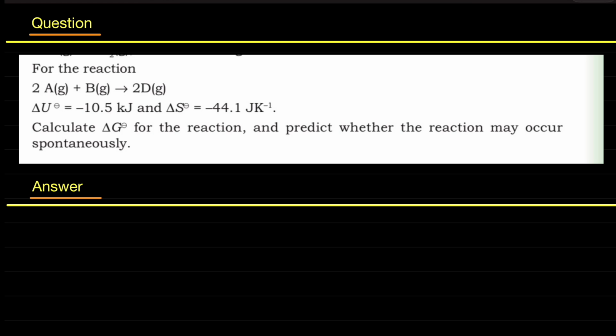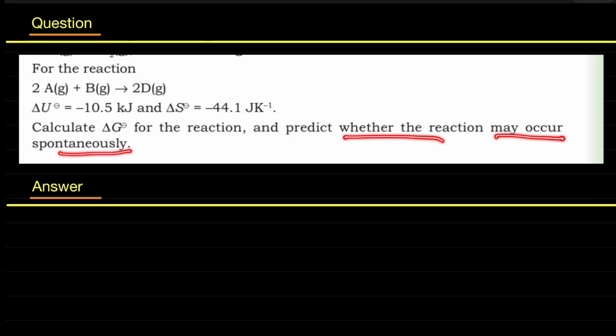This question is from Chemistry, chapter Thermodynamics. In this question, one reaction is given: 2A in the gaseous state reacts with B in the gaseous state to form 2D in the gaseous state. The standard change in the internal energy is given as minus 10.5 kilojoule, and the standard entropy change is given as minus 44.1 joule per Kelvin. We have to calculate the change in the standard Gibbs energy for the reaction and predict whether the reaction may be spontaneous or not.